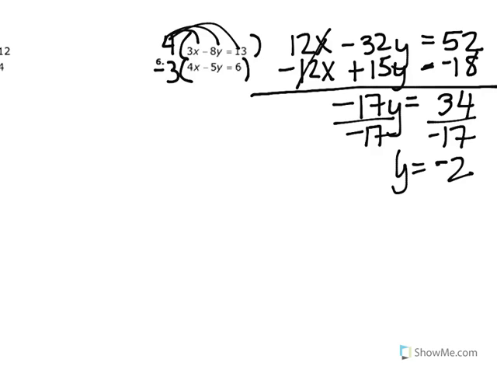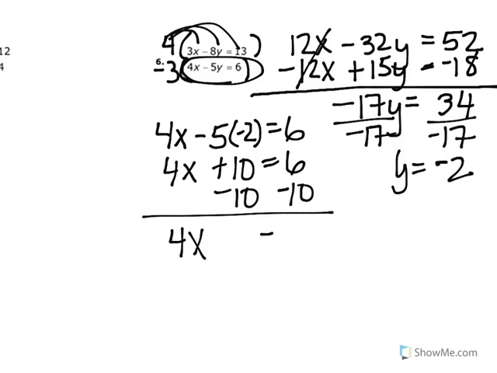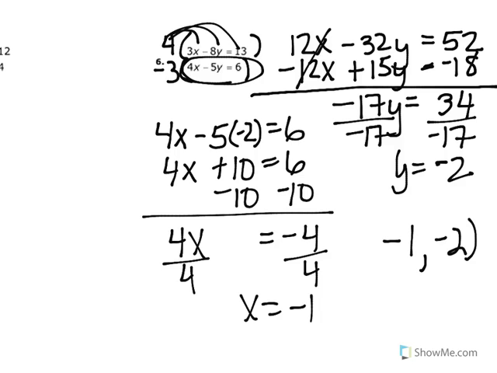Now that I know that y equals negative 2, pop that puppy back into one of these equations. I'm going to use this one. So 4 times x minus 5 times negative 2 equals 6. So we have 4x plus 10 equals 6. I'm going to subtract 10 from both sides. So we get 4x equals negative 4. Divide by 4, and x equals negative 1. And there we go. Negative 1 comma negative 2 is the solution. And we're done with that one. So let's move to the back.